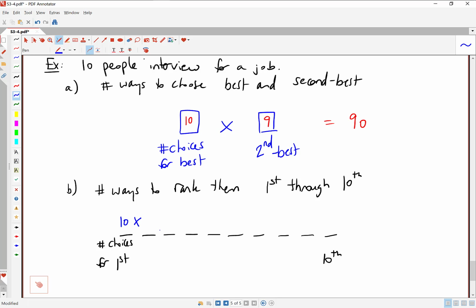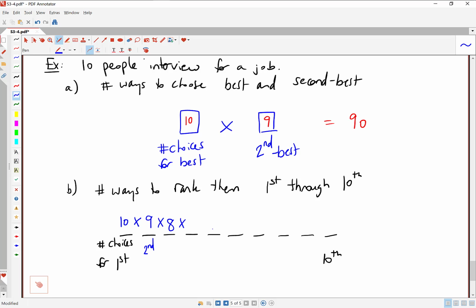And then we're multiplying because we're making this sequence of choices. There would be just 9 options for who could be ranked second best, because once you've assigned someone as being first, they're out of the pool. There are now only 9 people to choose from for who could be second best. Okay, then when we get to third, there are only 8 people to choose from, so 8 possibilities there.